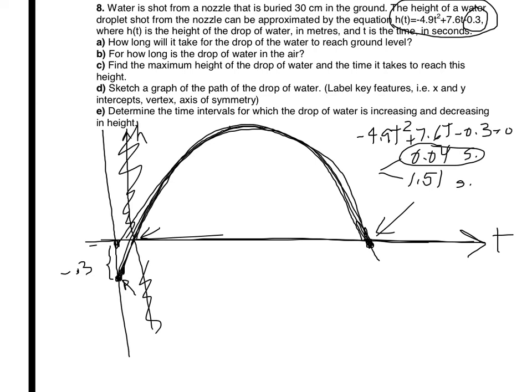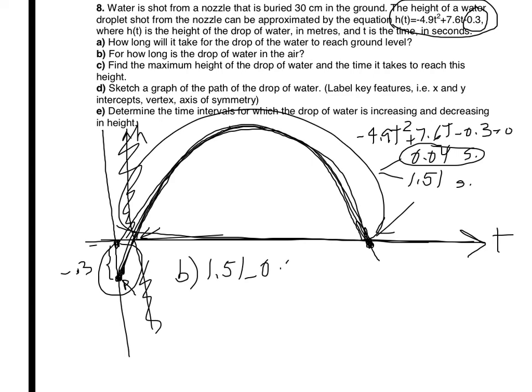Now, part B says how long the water drop is in the air. This part is not going to be counted as in the air. This part is under the ground. In the air means from here to here. I want this part. So you have to subtract 0.04 from 1.51. So for part B, the answer is 1.51 minus 0.04, which gives you 1.47 seconds.